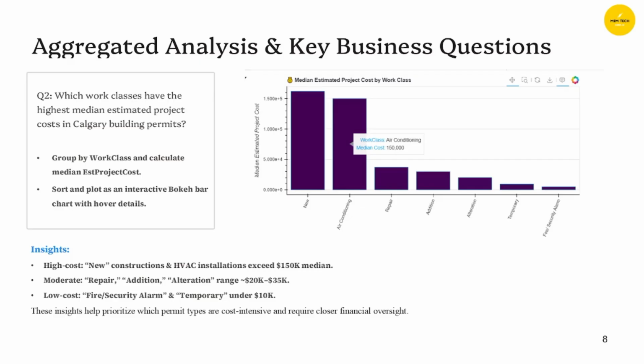From the visualization, it is visible that new construction or air conditioning, the HVAC installation, exceed 150K as a median. The moderate ones, like repair, addition, alteration, range from 20K to 35K, and fire security is the low cost, under 10K. So the insight helps prioritize which permit types are cost intensive and require closer financial oversight.